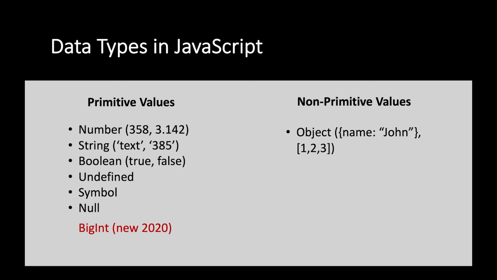Now in 2020, an official data type was introduced in the ECMAScript specification, which is called the BigInt data type. In JavaScript, the number type cannot safely represent integer values larger than 2 to the power of 53. In the past, this limitation has forced developers to use inefficient workarounds and third-party libraries. So BigInt is a new data type intended to fix just that.